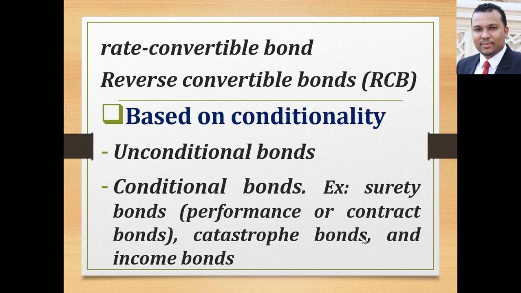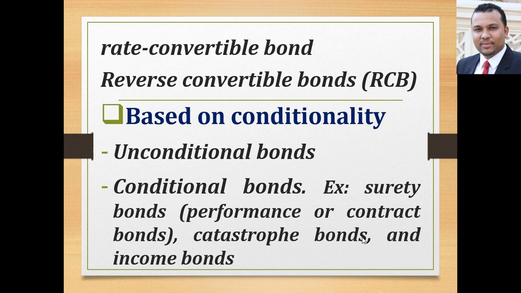So this category of bonds is called insurance linked securities. Insurance linked securities, because insurance and reinsurance corporates are the major players in this category of bonds.